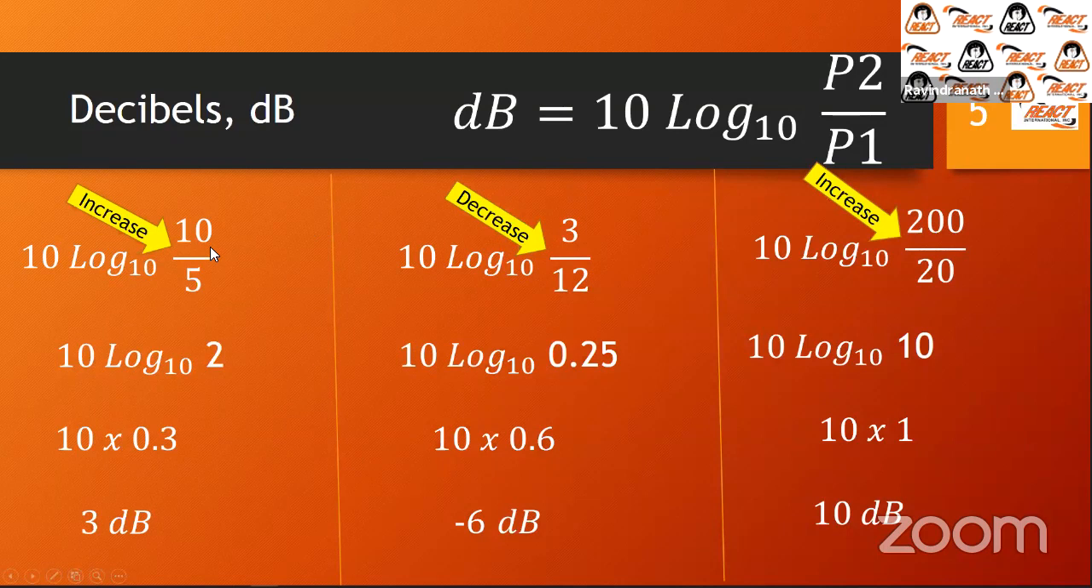So using the question that we just dealt with, the first question told us that we increased the power from 5 watts to 10 watts. So 5 was P1 and 10 was P2. So 10 divided by 5 is 2. So we come down to this equation now. It was 10 multiplied by the log of power 2 over power 1. We substituted for power 2 and power 1, and we end up with 10 multiplied by the log of 2.